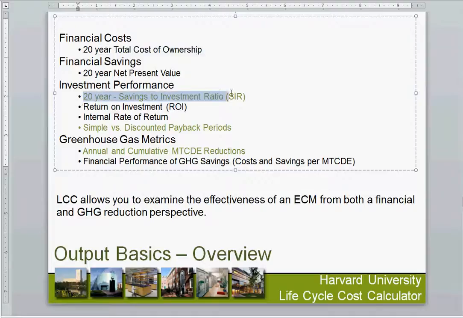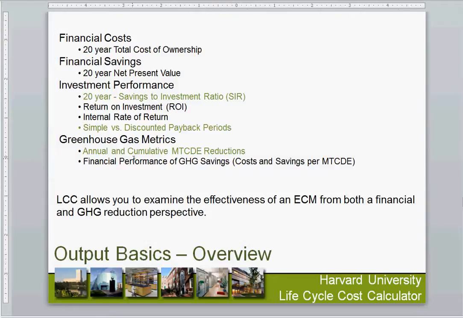When we're talking about things we don't necessarily have to do, we really want to focus on the savings to investment ratio. How much savings am I getting per dollar spent in investment? The higher that number is, the better off we all are. The notion of simple versus discounted payback periods, we'll discuss in a second. We also have a suite of greenhouse gas metrics, specifically looking at the greenhouse gas emissions and the financial performance of potential greenhouse gas savings. So we can look at that both from a financial and a greenhouse gas reduction perspective, which Harvard takes very seriously. That's one of the biggest benefits of working here in the sustainability field: people pay attention to those greenhouse gas metrics.